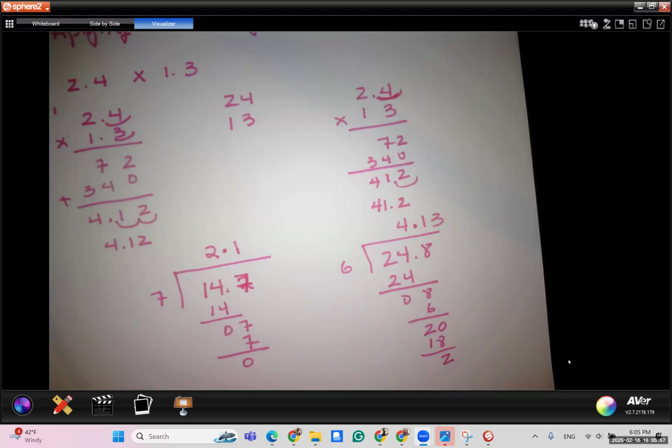So that's a quick lesson on how to divide and multiply decimals. Again, if you have any questions, let me know.